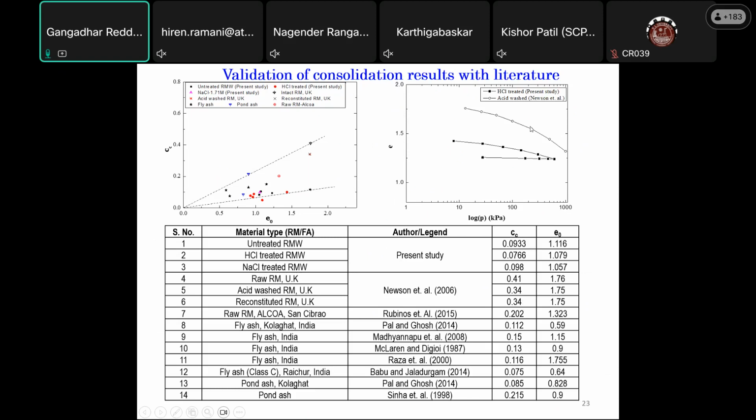So you can see the sample treated with HCl. So I made a comparative study with Newson, which is established. So you can see there is a similar behavior as well. Even after the acid treatment, there is not much change in the kind of consolidation curve. Okay.